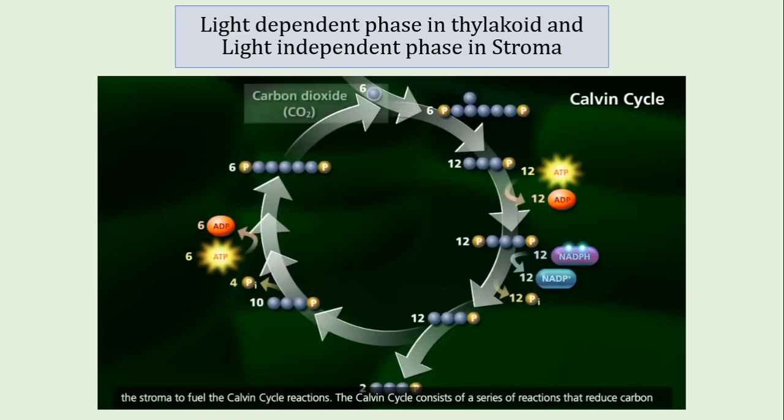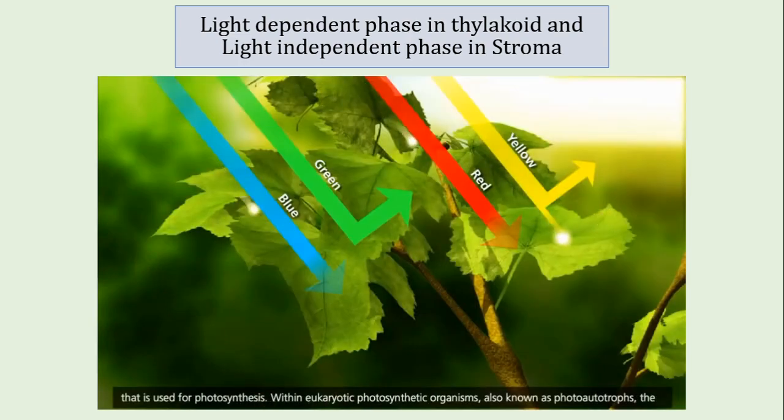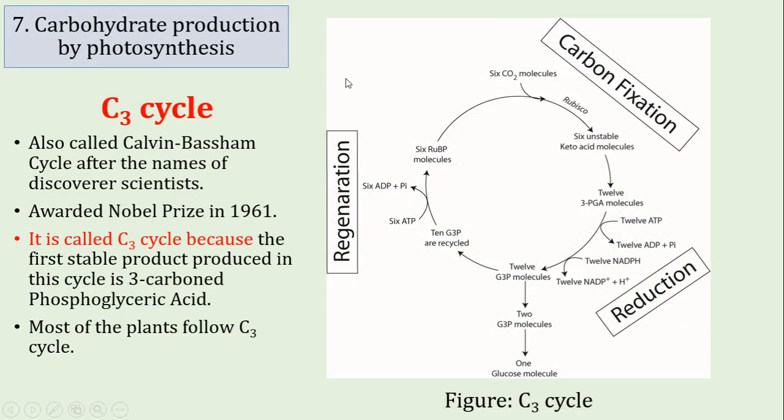Now we will discuss in detail about the Calvin cycle or C3 cycle in the later slide. Photosynthesis. So what is called C3 cycle? C3 cycle is also called Calvin-Benson cycle after the names of the discoverer scientists. As for their important discovery, they were awarded Nobel Prize in 1961.